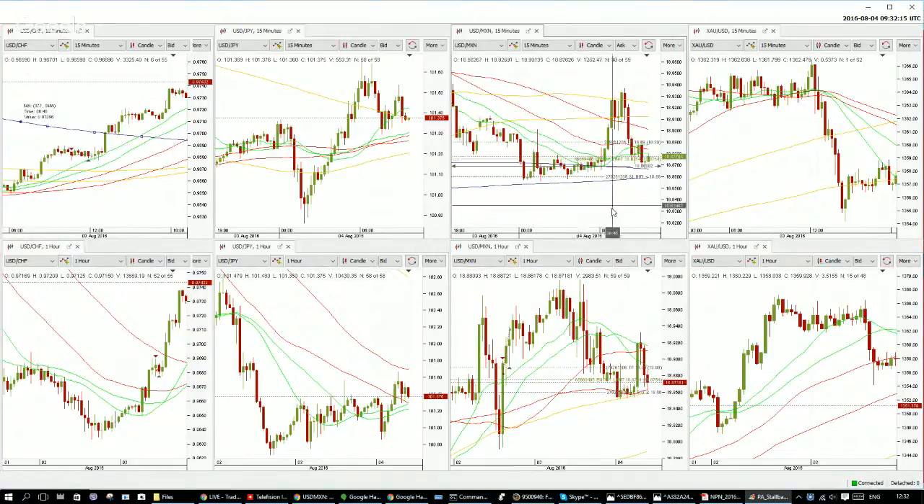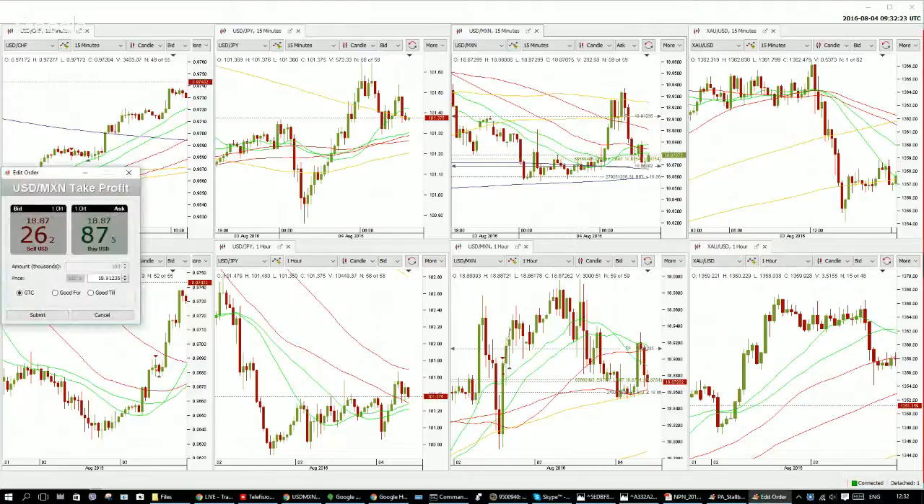Okay, so that's it. Now I'm just sitting and waiting to see what is going to happen. If you're going to try to buy it here, a stop loss just below this level will be enough. So we're trading this scenario. Something like this is going to happen.